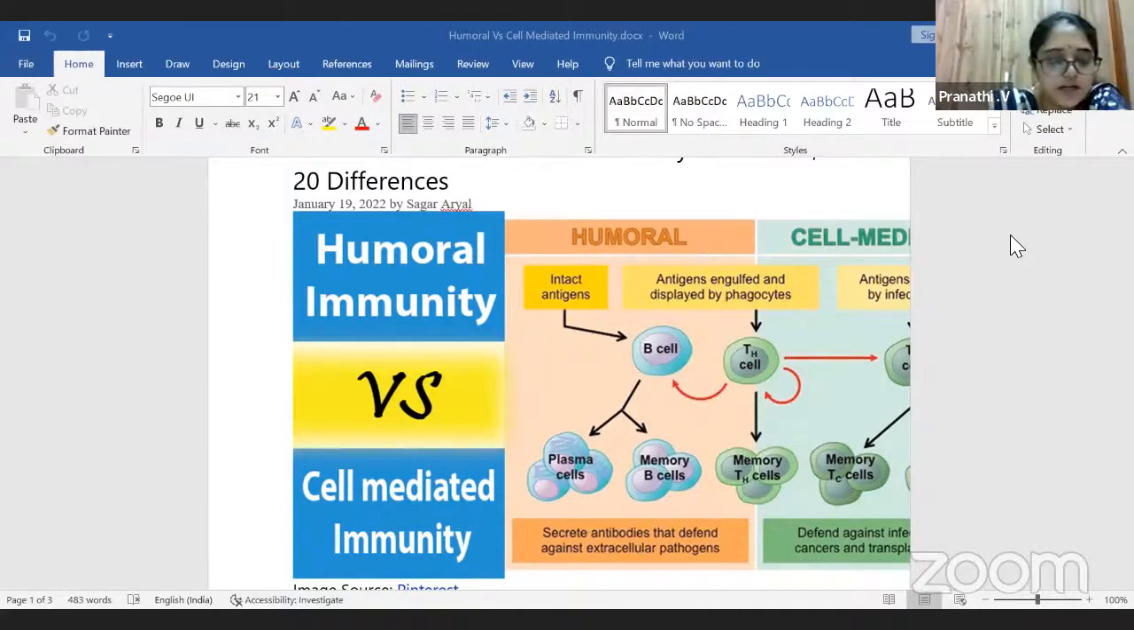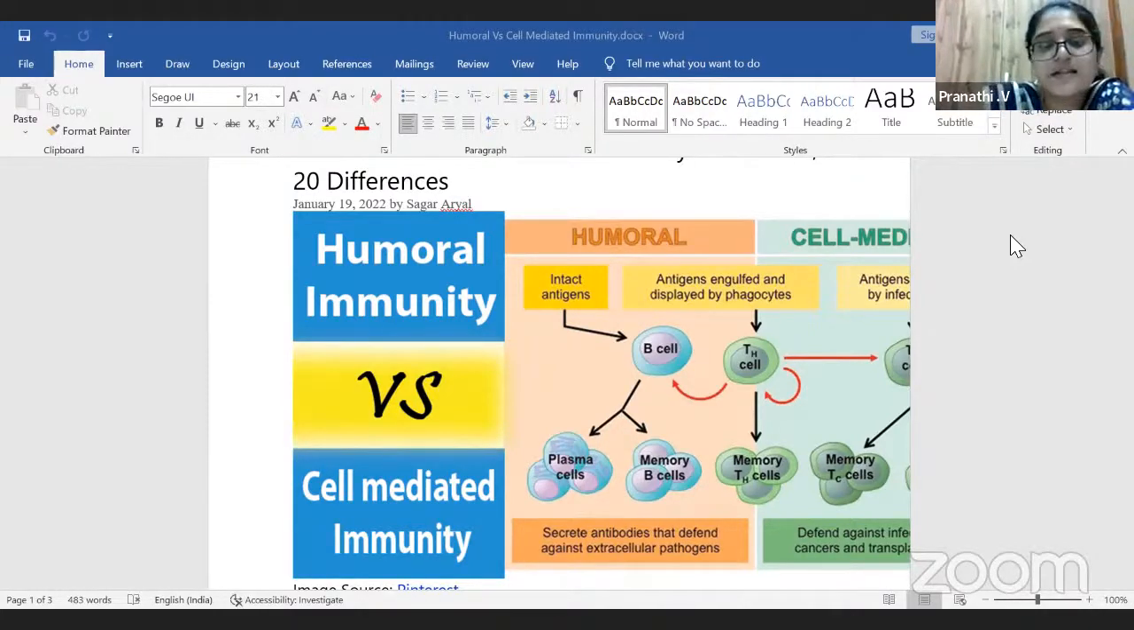Then B cells stimulate the T cells or the interleukins. In most cases, both the antigen and the co-stimulator are required to activate the B cells. So this causes B cell proliferation.